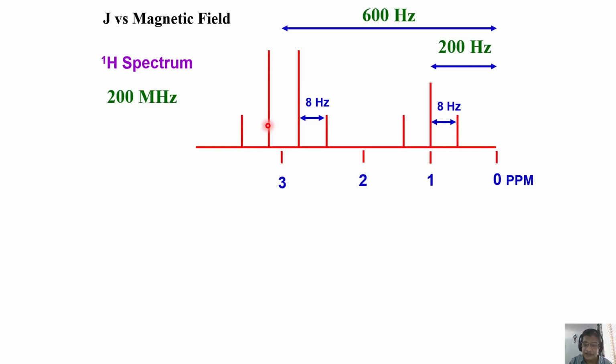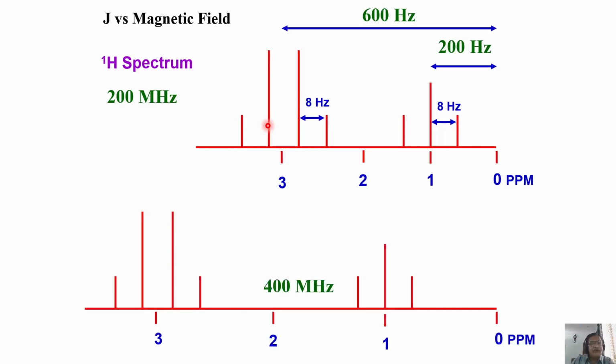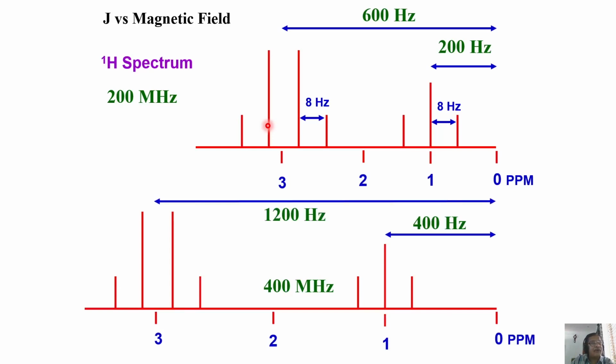Let us do one more interesting thing. We will now go to a higher frequency spectrometer. Same molecule, we will record the spectrum at 400 megahertz. What is going to happen now? The same 1 ppm we measure as 400 hertz. Remember, we have done a lot of examples of frequency to ppm to frequency conversion. 1 ppm is 400 hertz. What is 3 ppm? 1200 hertz at 400 megahertz. Measure the J coupling.